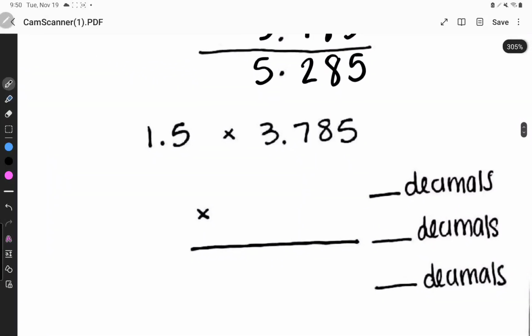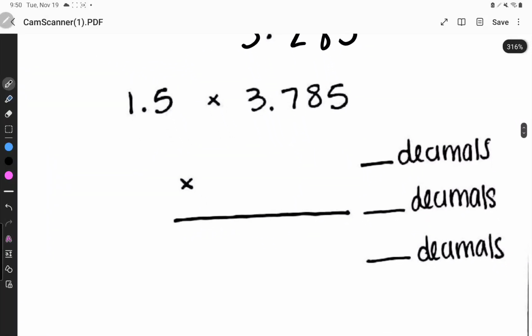Then you have multiplying decimals. So the number with the more digits goes on top. So you do 3.785 on top. And then you put the number with the fewer digits on the bottom.